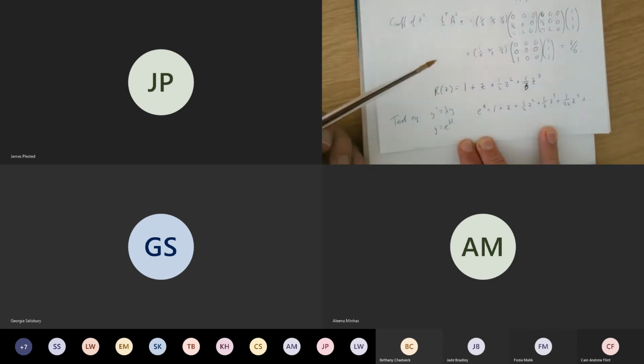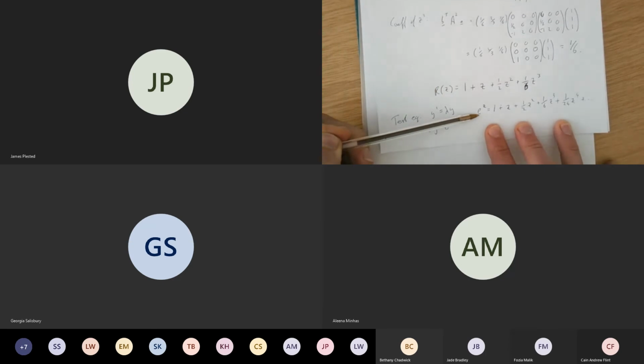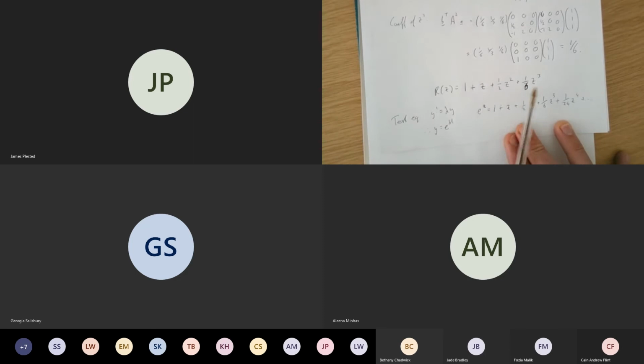So what we do is compare our stability function to the series expansion of e to the z, and the maximum order to which they agree is the order of our Runge-Kutta method. So you can see here, this agrees up to 3rd order because we just got zeros here. So this is a 3rd order explicit Runge-Kutta method.